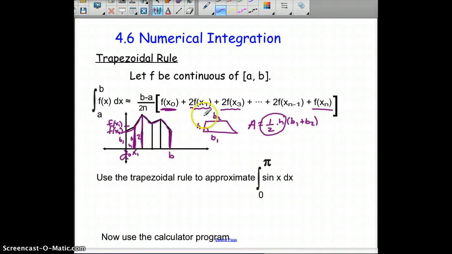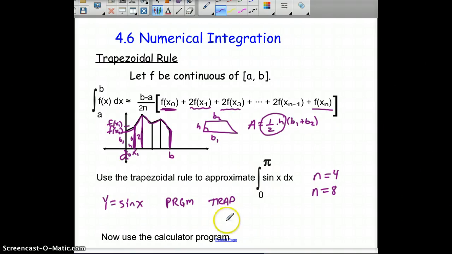Your calculator program, I gave that program to you. It's called TRAP, I believe. Yep, TRAP. It has this programmed in. So if you're trying to use the trapezoidal rule to approximate the integral from 0 to pi of sine x dx, let's say we're using 4 and then 8. So let's use our program on our calculator. The first thing you need to do is go to y equals and type in sine of x. Then go to program and choose the TRAP program.